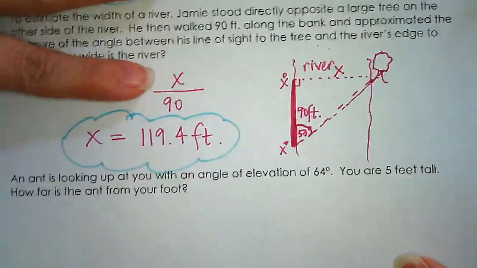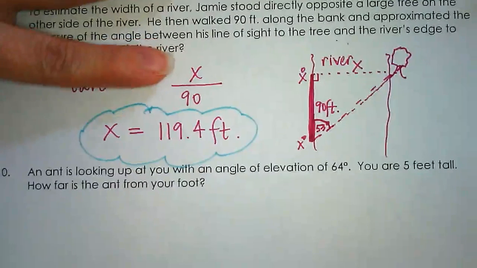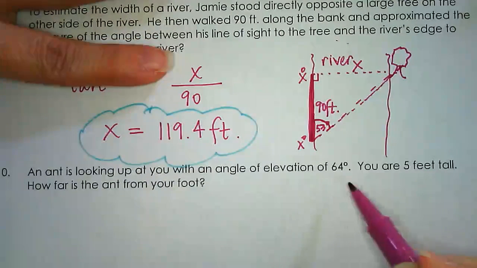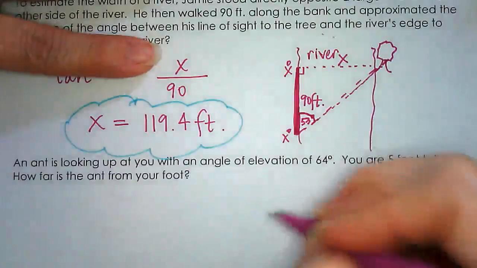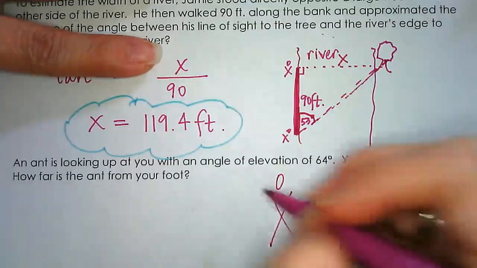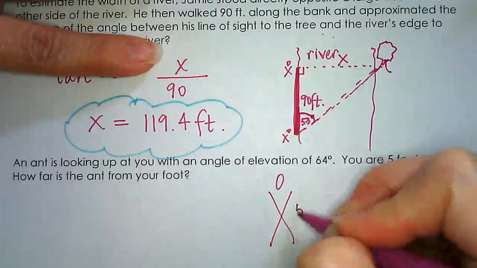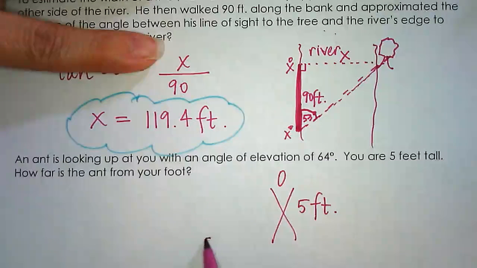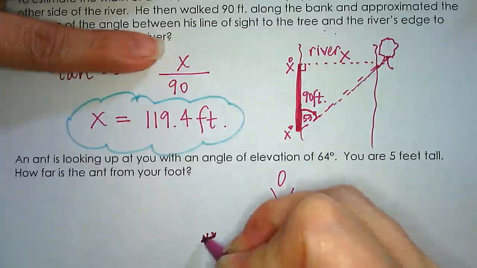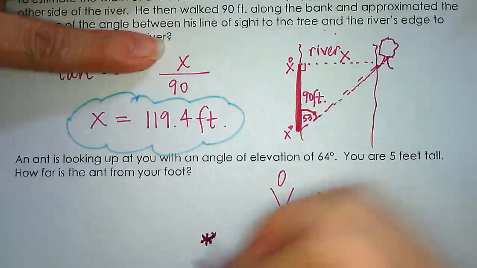An ant is looking up at you with an angle of elevation of 64 degrees. You're 5 feet tall, so how far is the ant from your foot? So here you are, and you are 5 feet tall. And there is a little ant on the ground. That's the ant. Just pretend. How many legs does an ant have? I don't even know. Whatever.